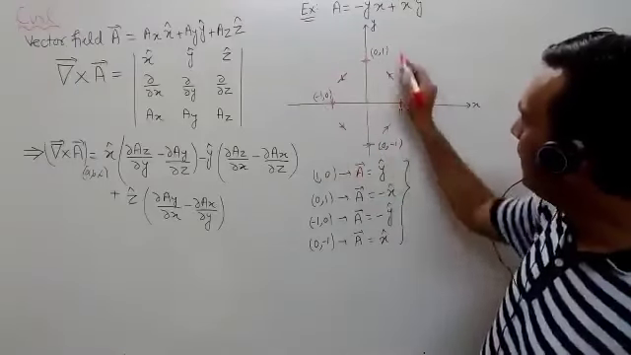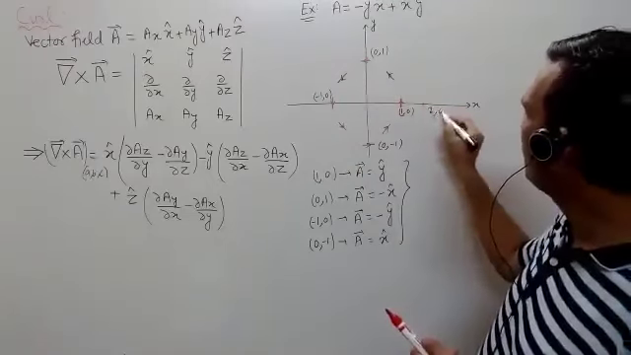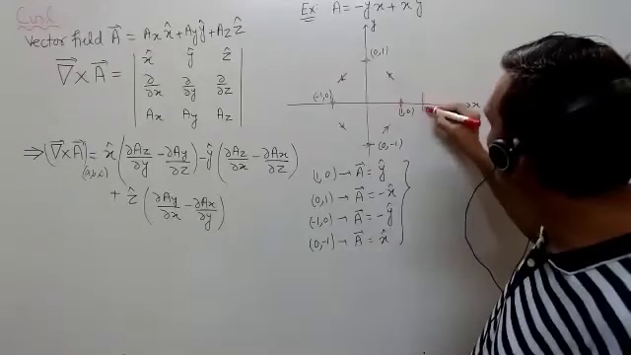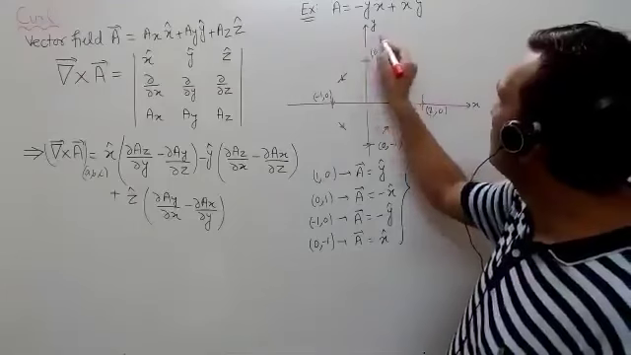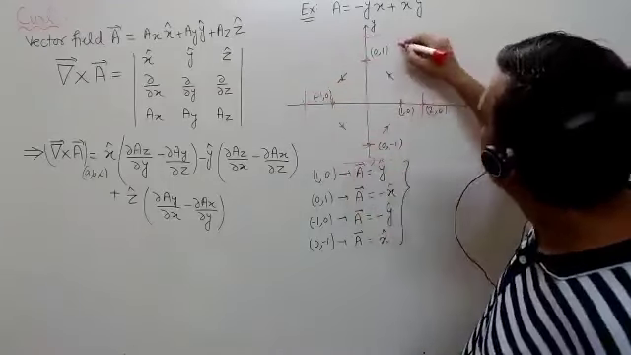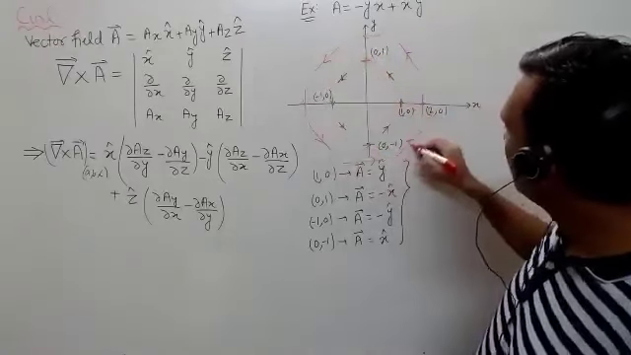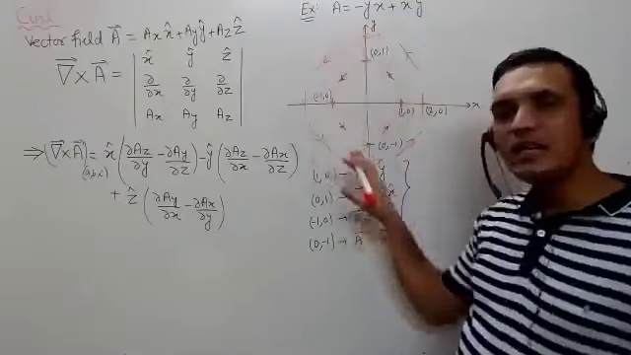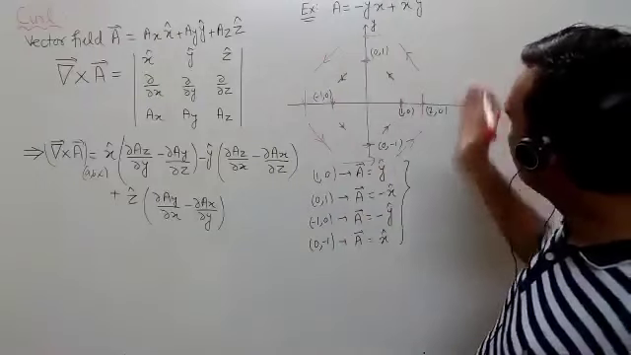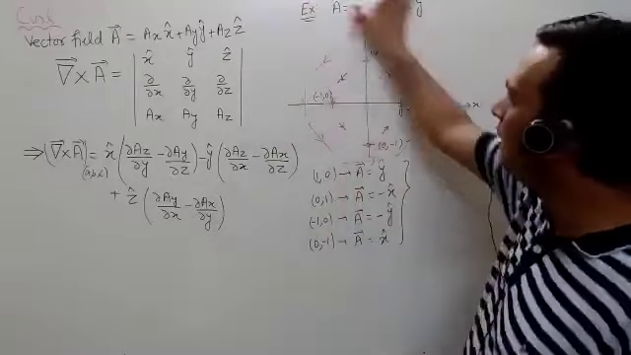So similarly, if point is 2, 0, what will happen? Only magnitude will be double. Now this magnitude will be 2. Similarly, this magnitude will be 2, this magnitude will be 2, this magnitude will be 2 in this form. So you can represent this vector field. Similarly, if magnitude is 3, you can take magnitude 3, then 4. So you can represent a vector field in the xy plane.